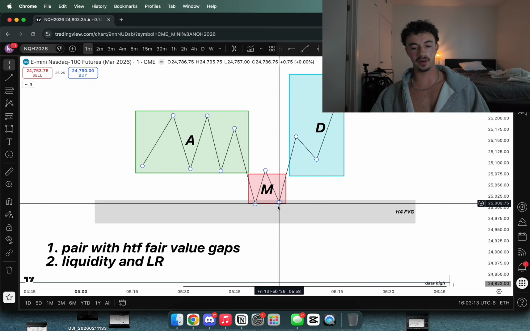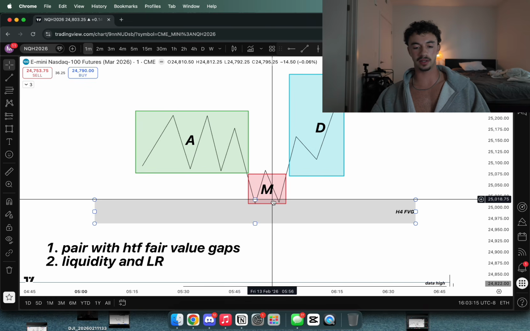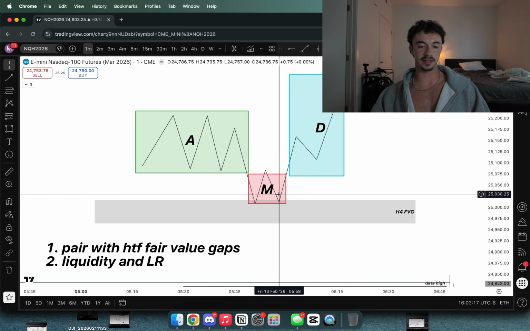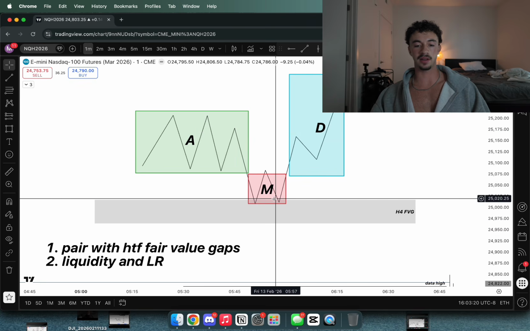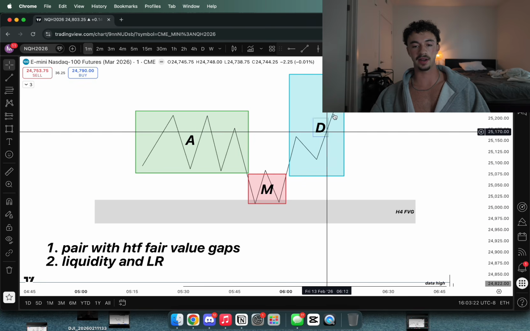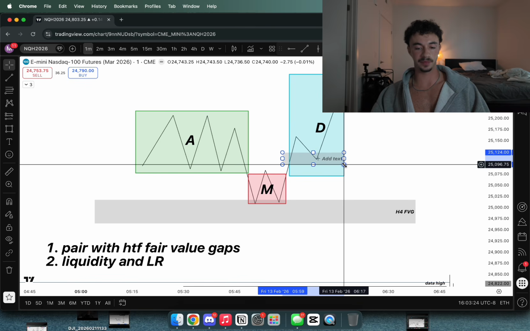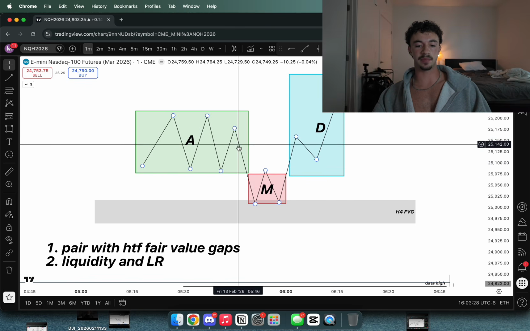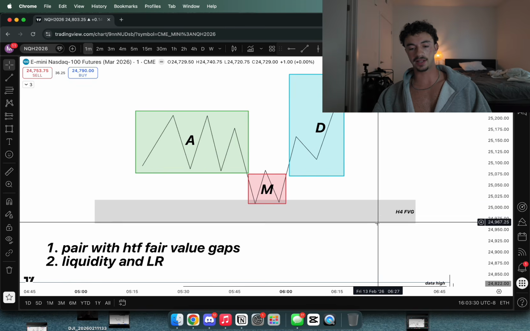Then you get an entry model here. If you don't get an entry model here, let's say the dump was really strong, you then wait for us to confirm we're going higher, then you can catch another entry here. But the main idea is that this AMD is sponsored by a high time frame gap.